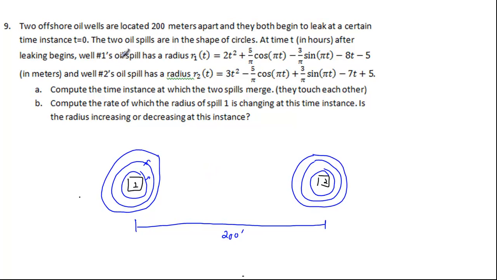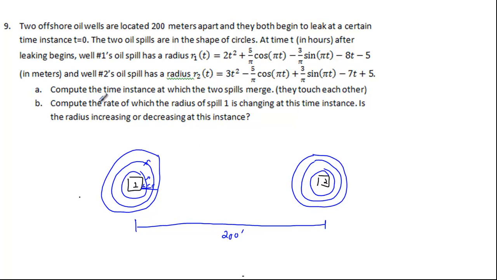It says that well number one's oil spill has a radius at any given time. The radius of the oil spill could be this value r here, or another value r here, or another value r here. This radius could exist all the way out, but it's always going to be given by 2t squared plus 5 over pi cosine of pi t minus 3 over pi sine of pi t minus 8t minus 5. So it gives us how to calculate the radius of oil spill 1, and it also gives us the radius of oil spill 2.